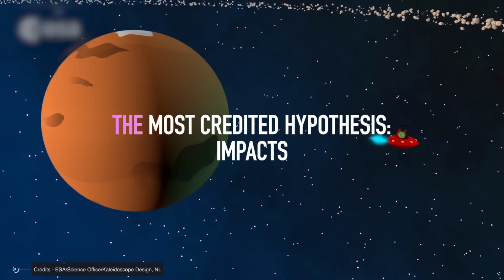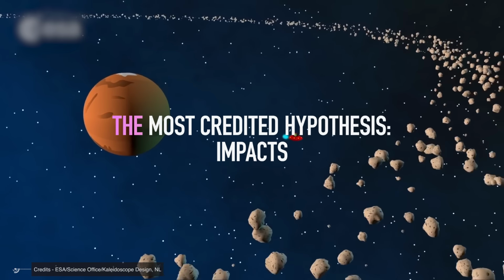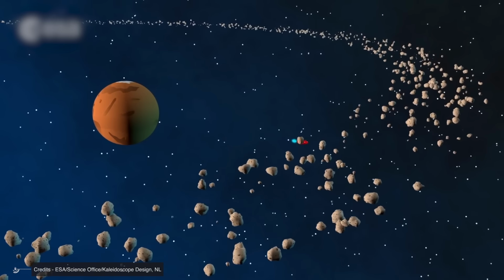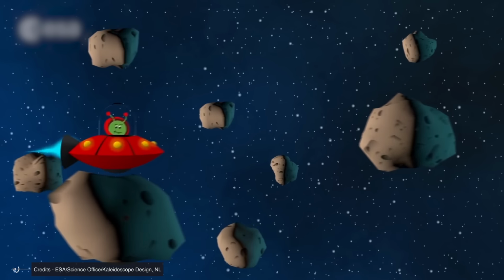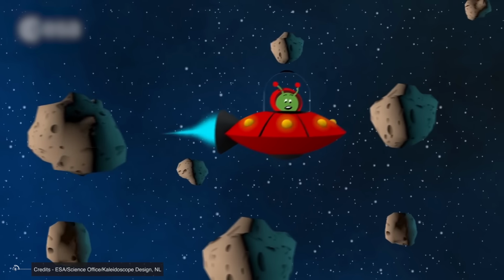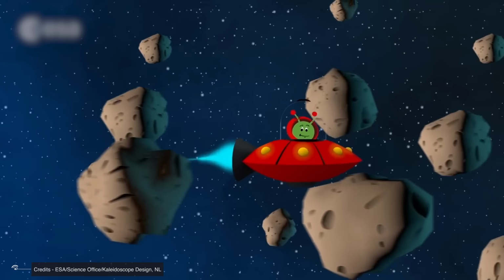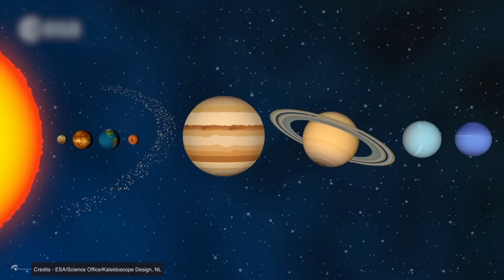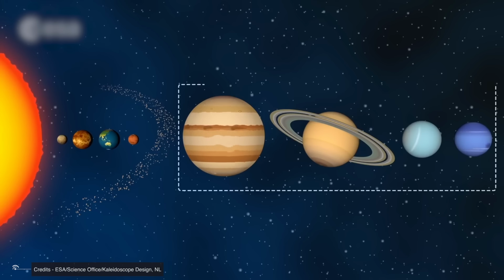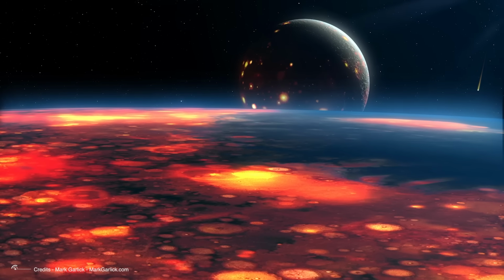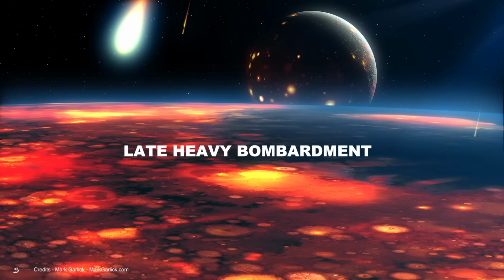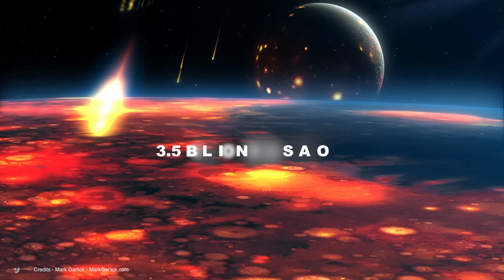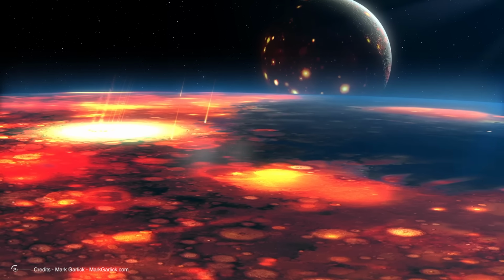The most credited hypothesis: impacts. At this point, it makes sense to focus attention on what's widely invoked as the most logical explanation: the action of cosmic impacts. The current obliquities would be the consequence of colossal collisions that occurred during what planetologists call the late heavy bombardment period, which ended around 3.5 billion years ago.